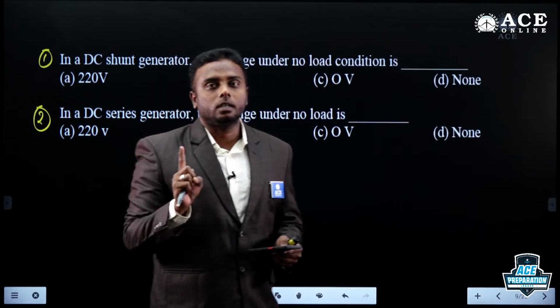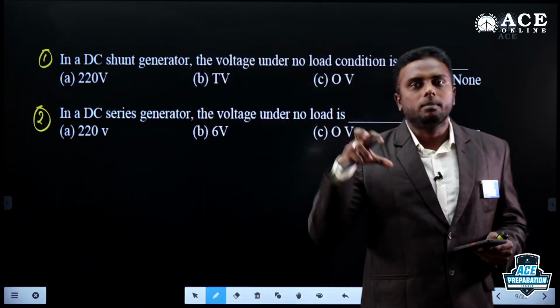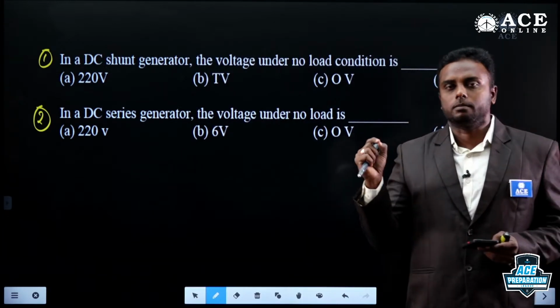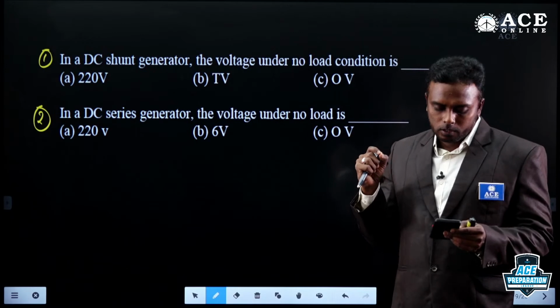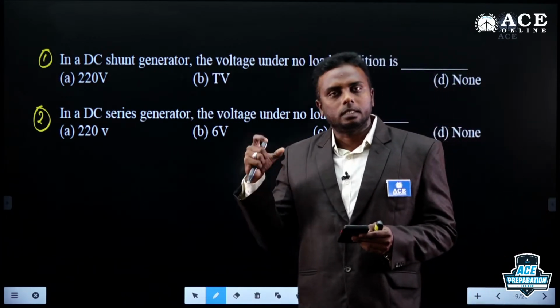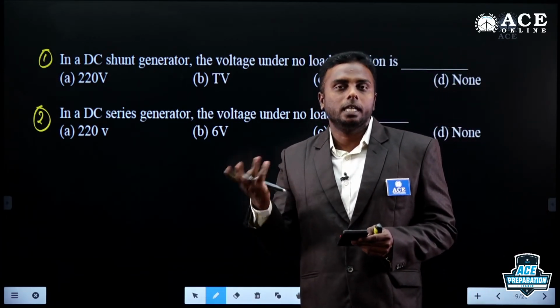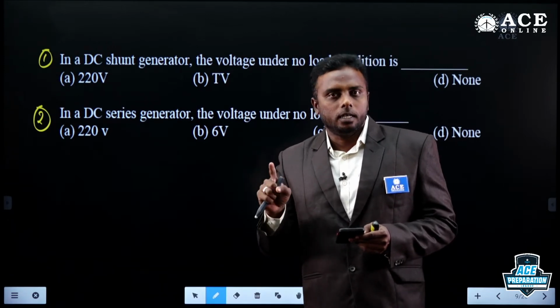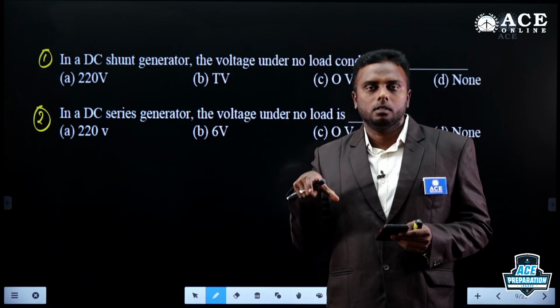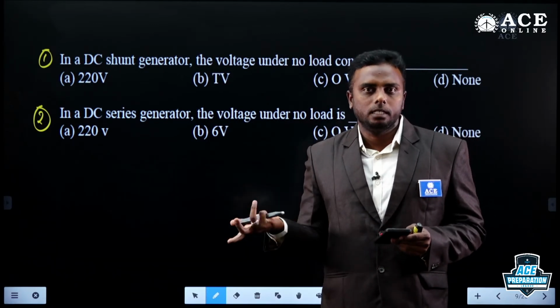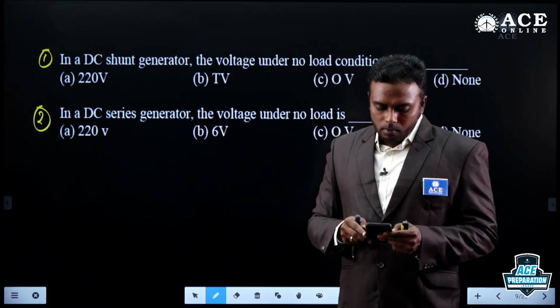Yes, if you remove the commutator in a DC machine, in place of that commutator you have to place a slip ring. Okay, I hope you have the idea of slip ring. So if you place the slip ring, the same DC generator will work as an AC generator now. The commutator converts AC into DC. If you remove that commutator and place a slip ring, you will get AC only outside. That is the AC generator.